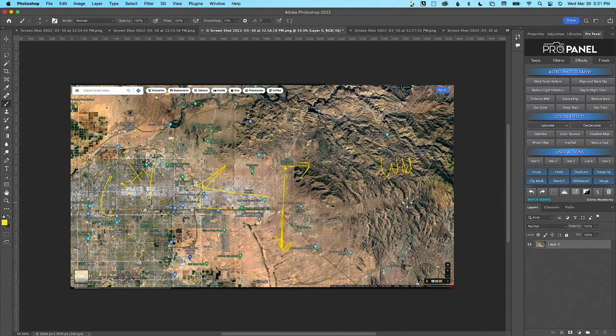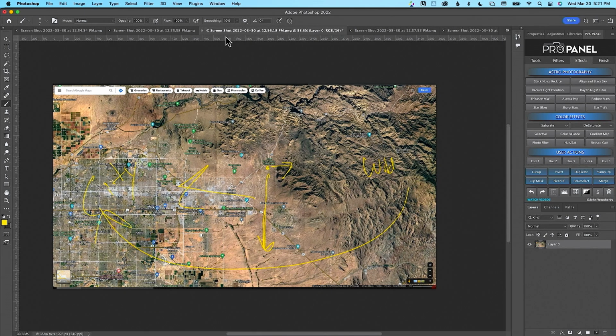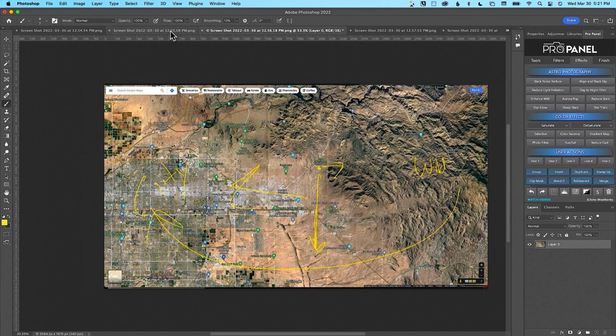So again, if it's coming from this direction and moving this direction, we want to do this shoot in the spring or in the early summer. And that's when we were there. We were actually there in late February.